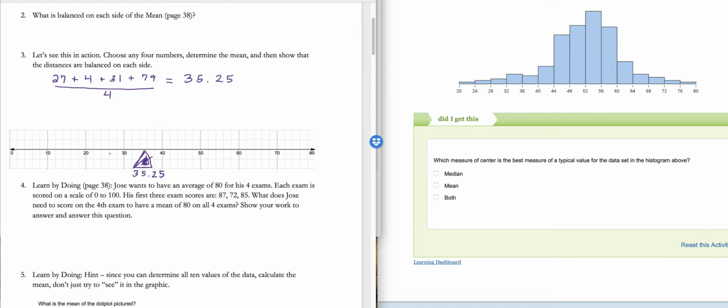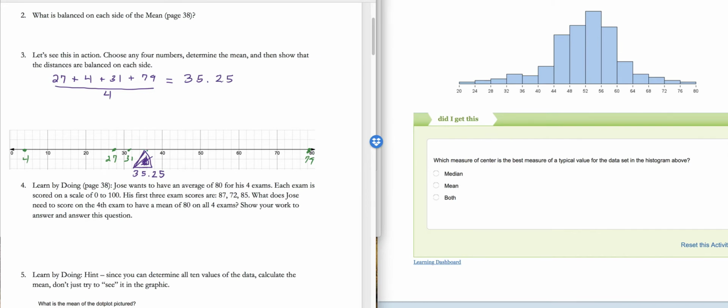So we have a point at 27. So about right there. Let's number that, 27. Another one at 4. A point at 31. And our last point at 79. Okay, so let's take a look at the distances from the mean to each of these points.